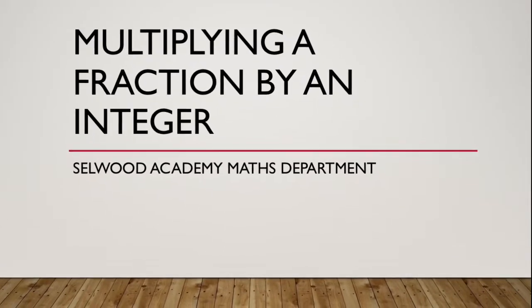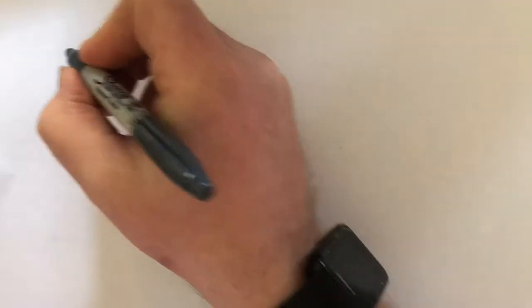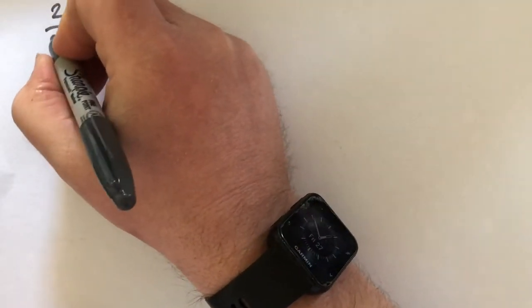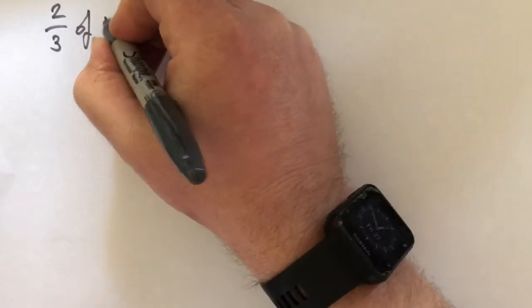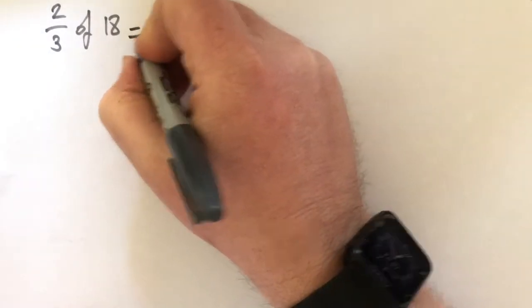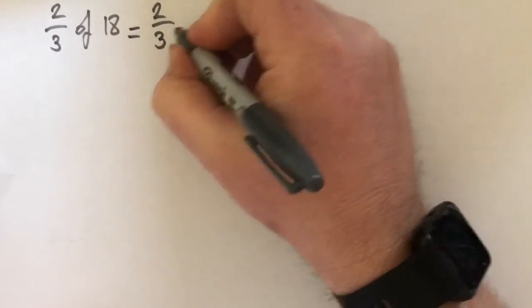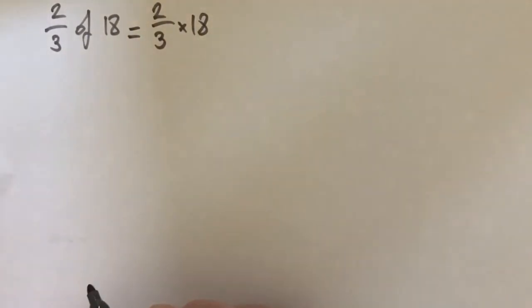Now, in this video, we're going to look at multiplying a fraction by an integer, that is, a fraction by a whole number. To start off with, let's take a look at 2/3 of 18. Now, this question may be worded like this. It is in fact exactly the same as saying 2/3 times 18.